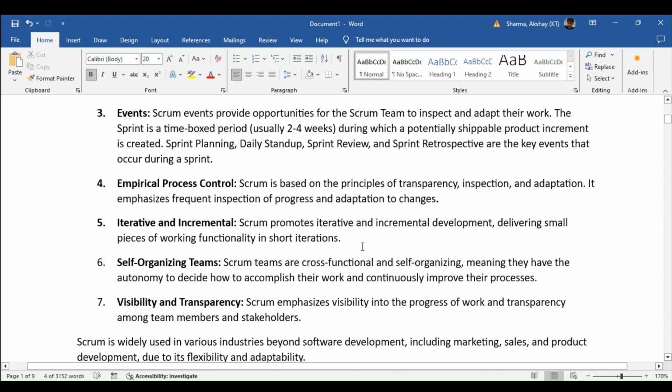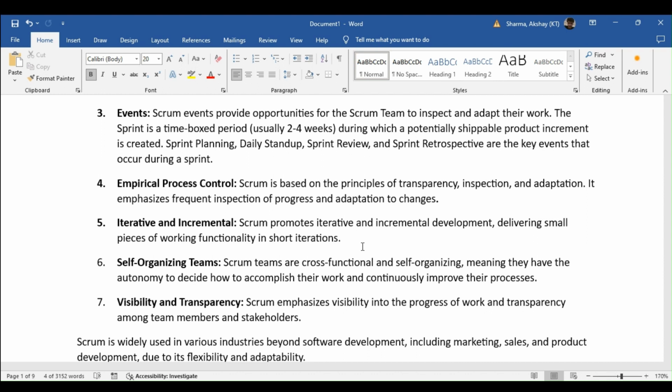The next aspect is empirical process control. Scrum is based on the principles of transparency, inspection, and adaptation. It emphasizes frequent inspection of the process and adaptation to changes. The next aspect is iterative and incremental. Scrum promotes iterative and incremental development, delivering small pieces of working functionality in short iterations.